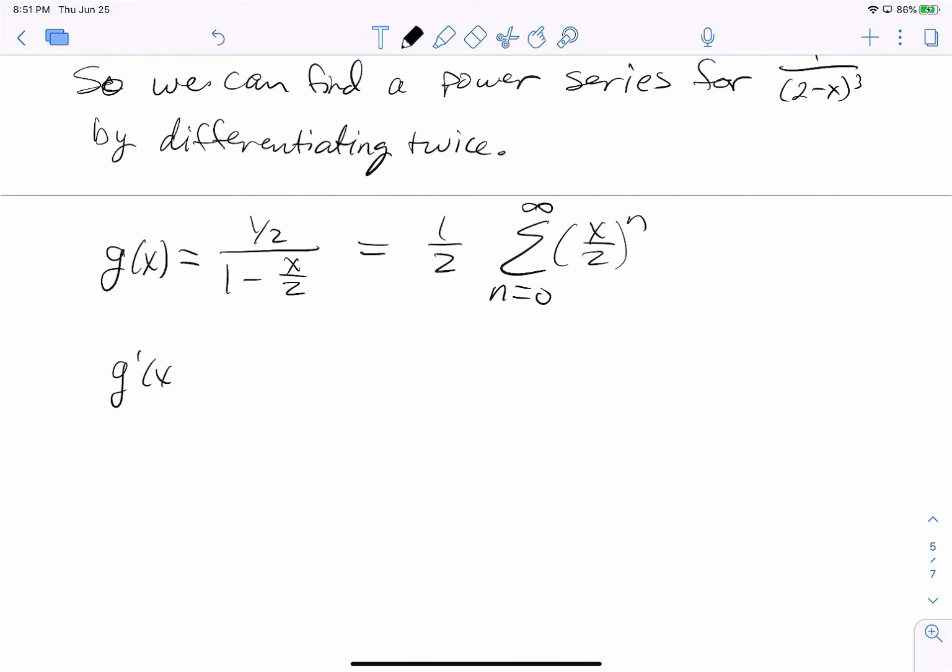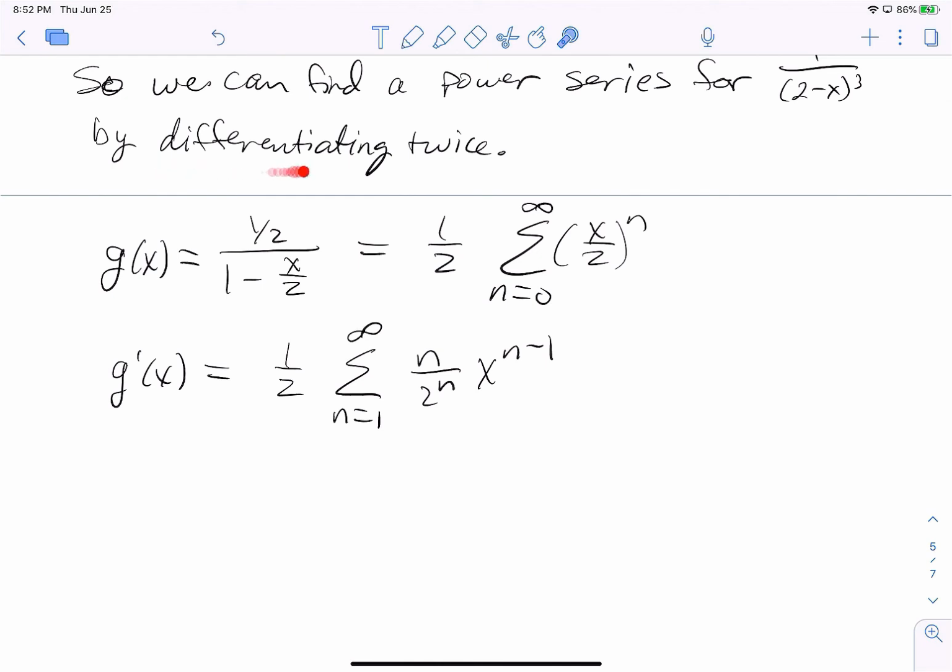So g prime of x then will become 1/2, now we're going to use the power rule, times the sum of n over 2 to the n times x to the n minus 1. That power rule says bring the exponent out front as a factor, and then drop 1 from the exponent. The index needs to increase by 1 each time we differentiate, so the sum is going to be as n goes from 1 to infinity now.